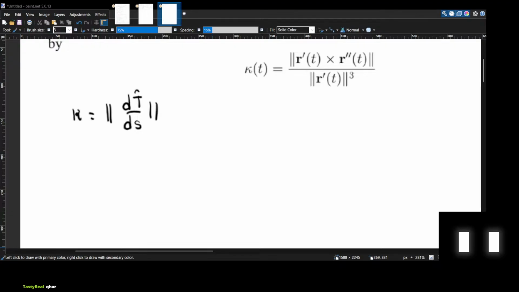Let's say I have r cos t, r sin t, and then t.